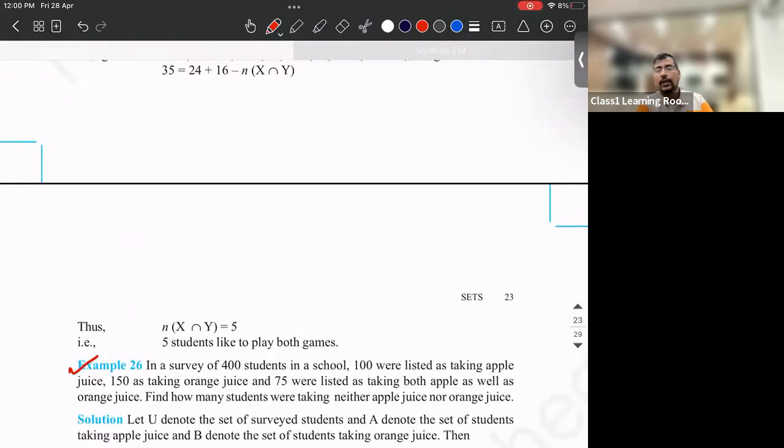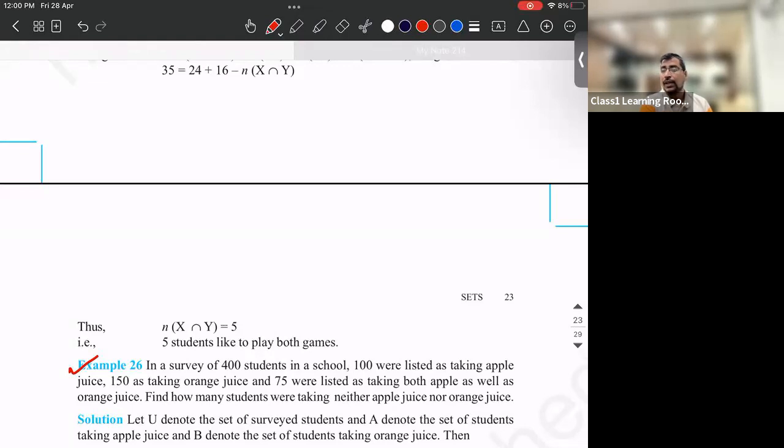So there was a survey of 400 students in a school. 100 were listed as taking apple juice. So apple juice, you can use A. N of A is 100, and 150 as orange juice. N of O is 150, and 75 were listed as taking both apple as well as orange juice.